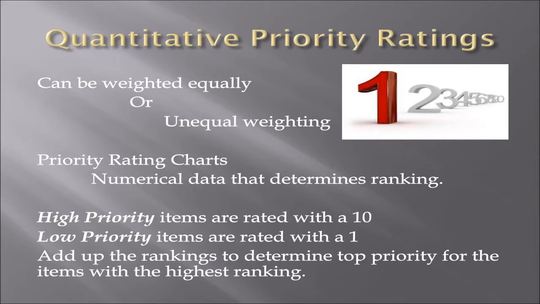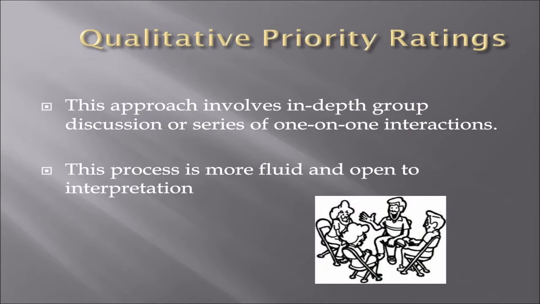Quantitative priority ratings can be weighed equally or unequally. The priority rating charts are used to add numerical data and add them up to determine ranking. Qualitative priority ratings involve discussions. These could be in-depth group discussions or a series of one-on-one interactions. The process is more fluid and open to interpretation.